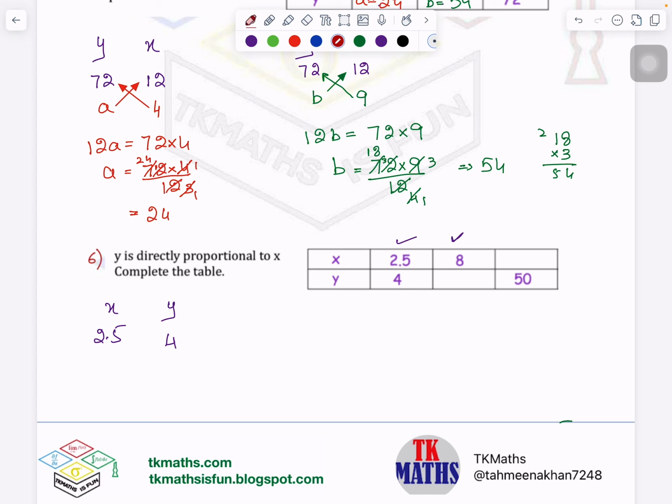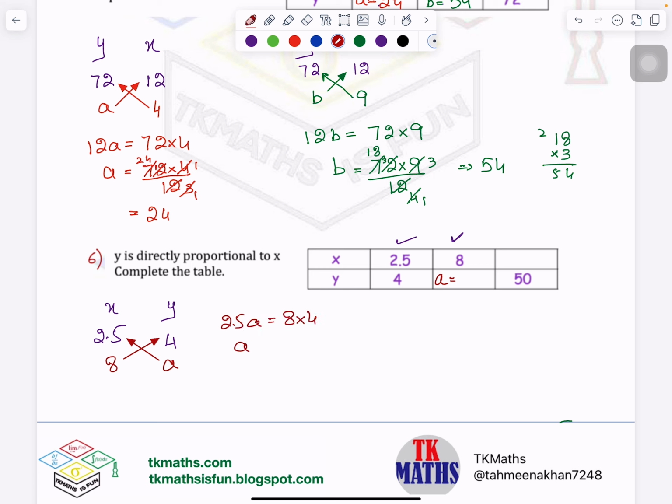And now I'm solving this part. It is given x is 8, find out y. Let me call it a, I have to find out. So x is written here, I will say 8 here. Write it carefully in the right column, okay? Don't write it in the wrong place. Because it is directly proportional, I will do cross multiplication, okay? So now it will be 2.5 times a is equal to 8 times 4.